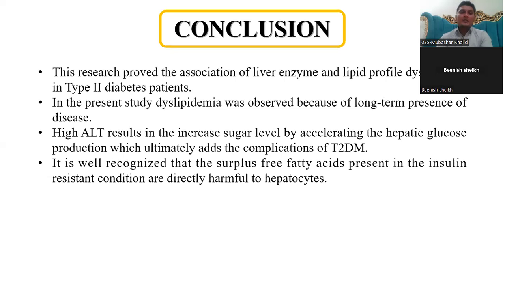In conclusion, this research proved the association of liver enzymes and lipid profile dysfunction in type 2 diabetes patients. In the present study, dyslipidemia was observed because of long-term presence of disease. High ALT results in the increased sugar level by accelerating the hepatic glucose production, which ultimately adds to the complications of type 2 diabetes mellitus. It is well recognized that the surplus free fatty acids present in the insulin resistant condition are directly harmful to hepatocytes.